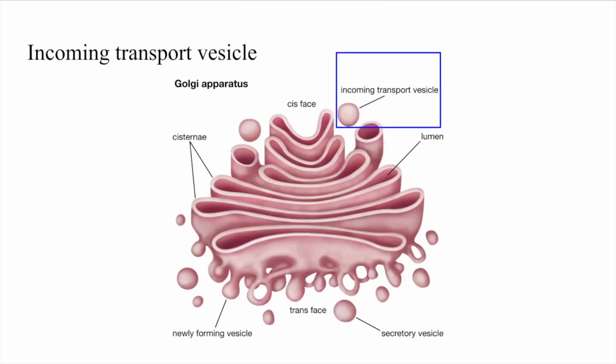So this is the incoming transport vesicle. Transport vesicles entering the cis phase of the Golgi apparatus carry proteins and lipids to be modified and sorted by the Golgi apparatus. These transport vesicles come from the rough endoplasmic reticulum.